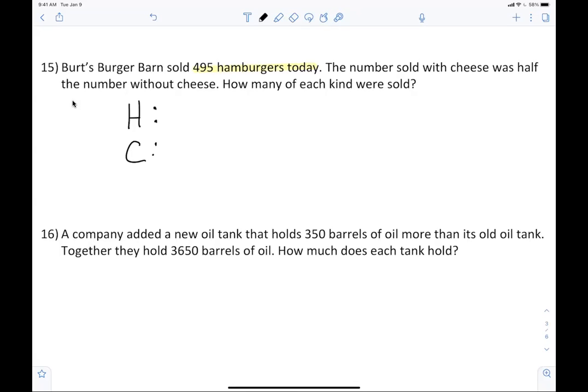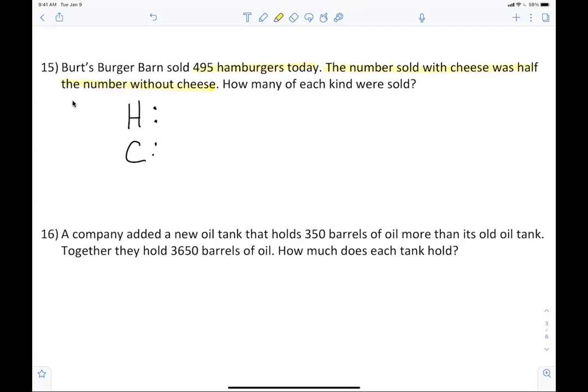Now again, remember, I'm really trying to help you be better at word problems. And so you have to learn to write data down. You're not expected to just be able to look at this and say, okay, that's the answer. It's not that easy. You got to put thought into it. You got to organize your data. You got to organize your thoughts in your head. So this is what we're talking about. Some with cheese, some without cheese. So we're going to call hamburger and cheeseburger. Now it says the number sold with cheese was half the number without cheese.